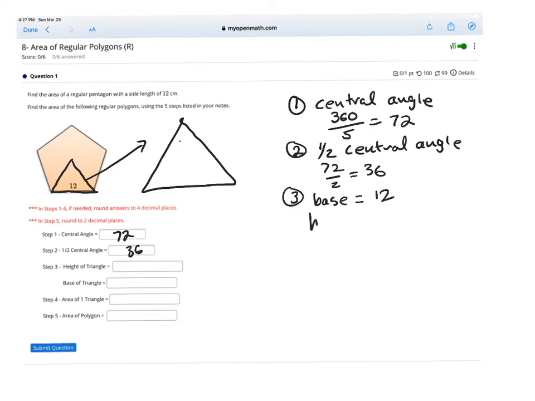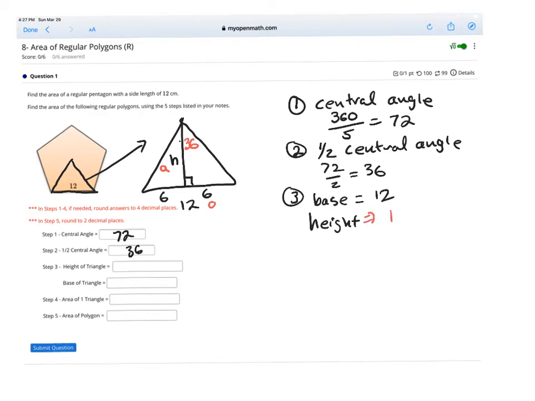To figure out the height, I'm going to have to use some trig. So if I want to find the height here, I know that the whole base is 12, which means that this side is 6 and this side here is 6. This makes a right triangle, and the reason why we found the central angle and half the central angle is because now I know that this is going to be 36 degrees. Since this is the opposite and this is the adjacent side, that means I'm going to have to use tangent.